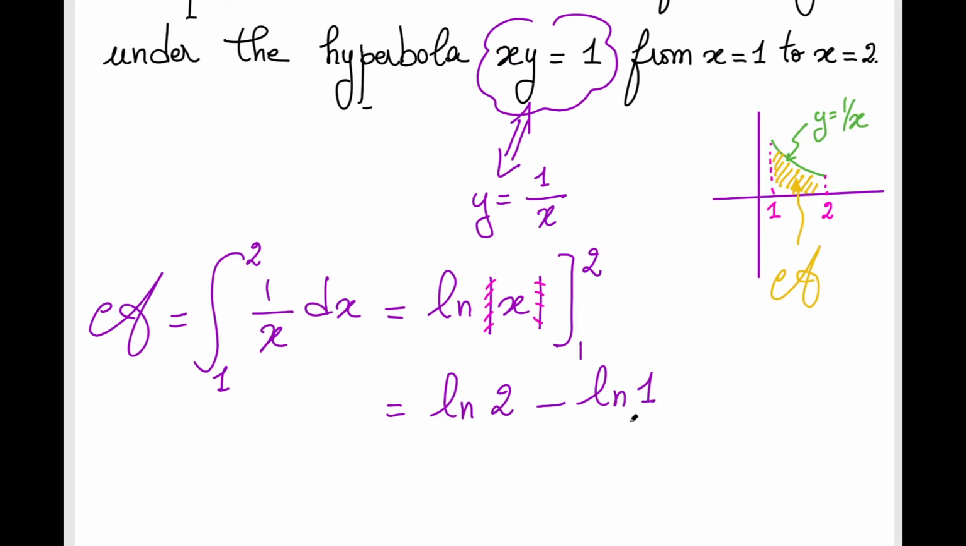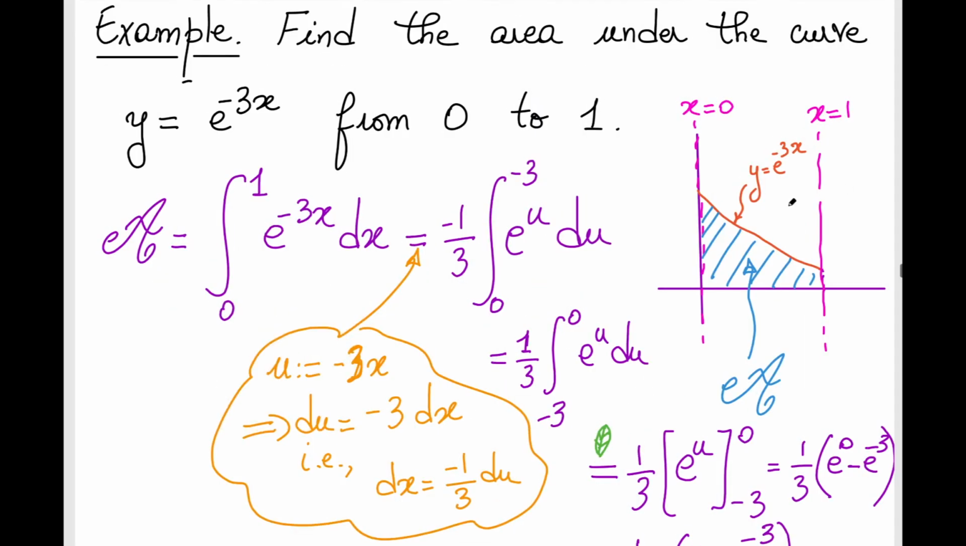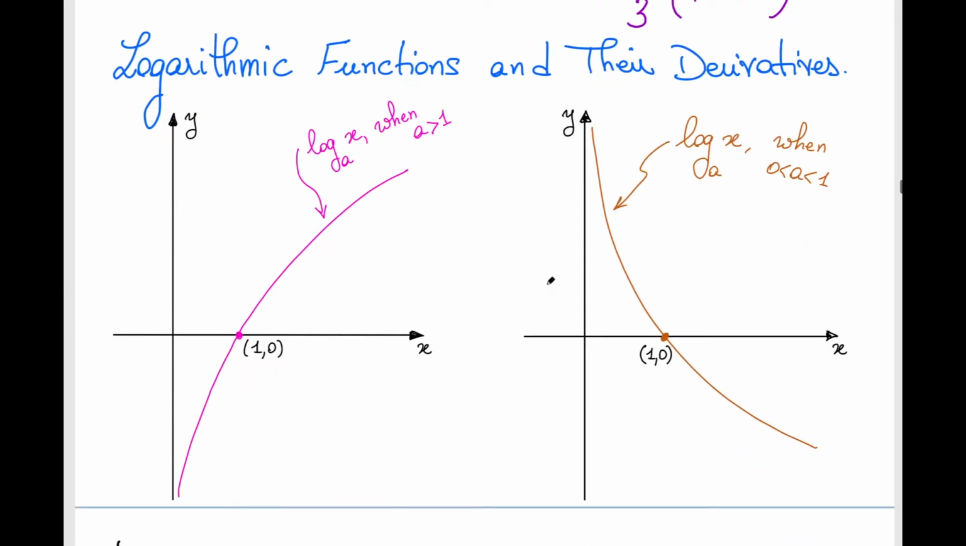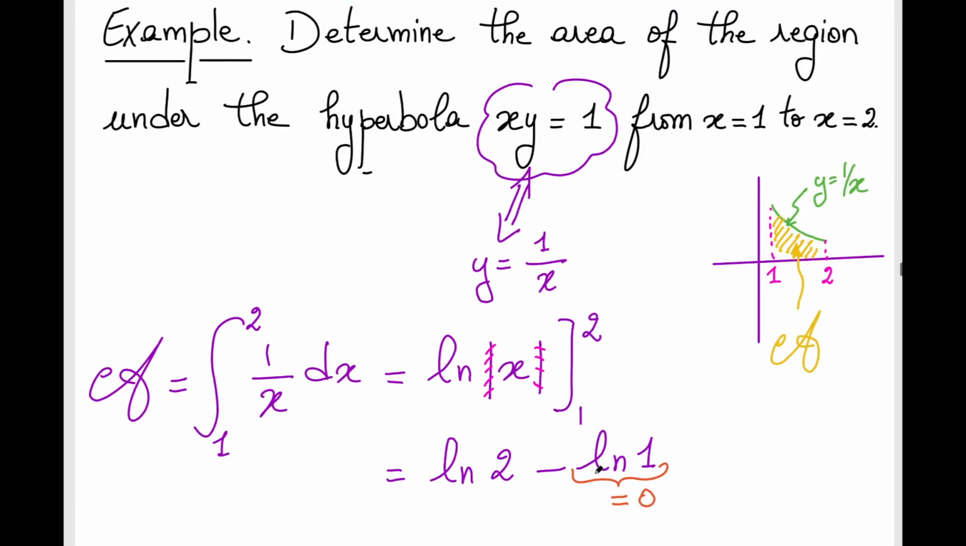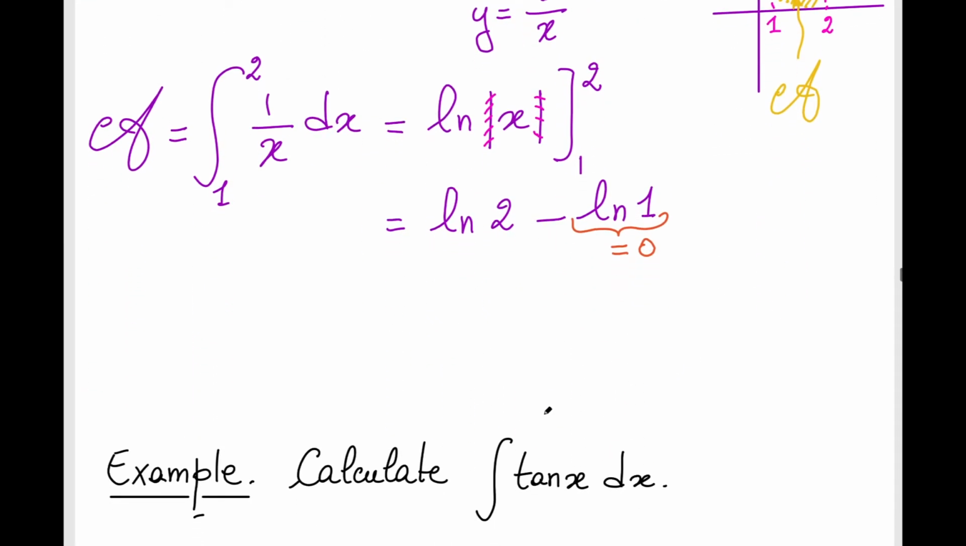And what's that? Ln of 1 is 0, right? This is where the function ln, where the base is e, crosses the x-axis. When x is 1, the value of the function is 0. So ln of 1 is 0, and this whole thing reduces simply to ln of 2.